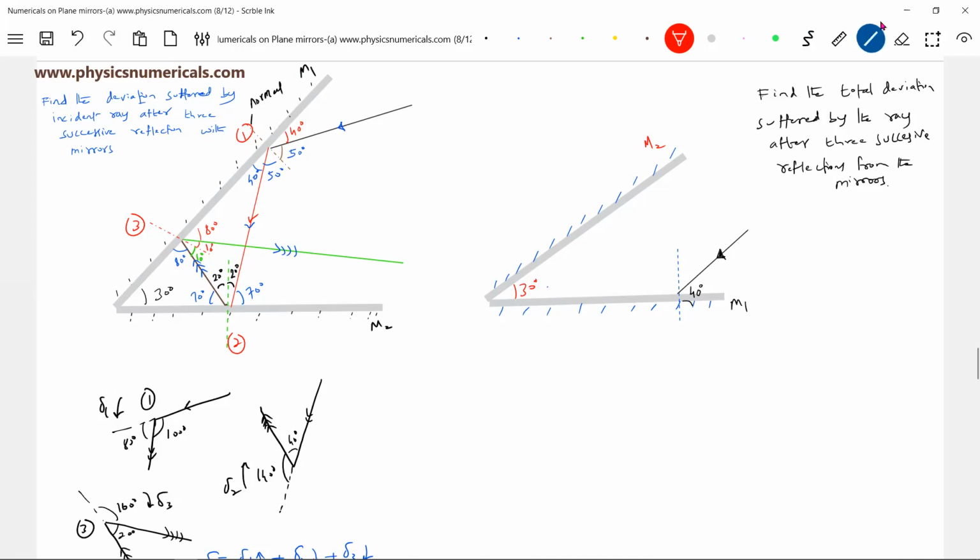Okay, now come for this one. After reflection, the ray, 40 degrees, it will come here. So then we'll take the normal at this point. This is a normal. So what are the angles? This angle is 40 degrees. The incident angle was 40 degrees. Sorry, this angle was 40 degrees. So this angle will be 40. What about this angle? Will be 50.